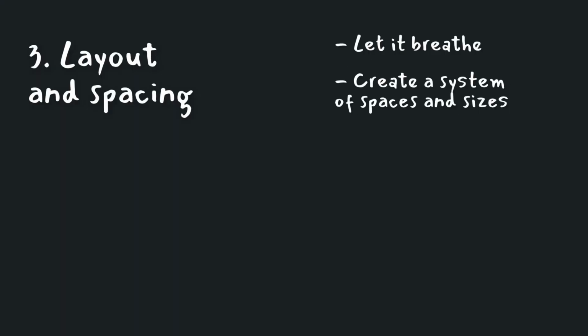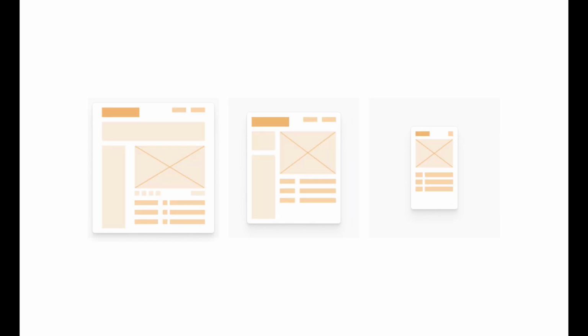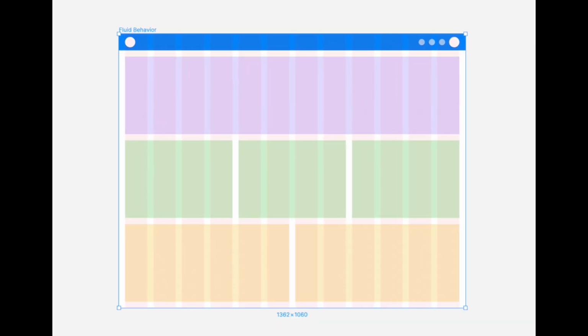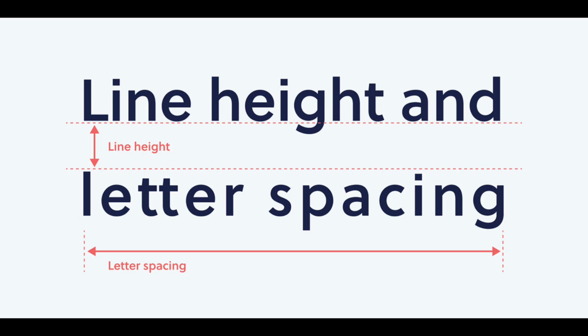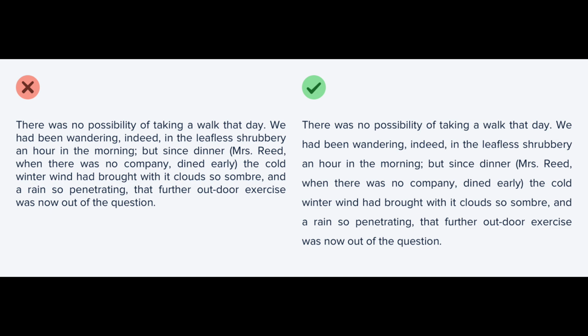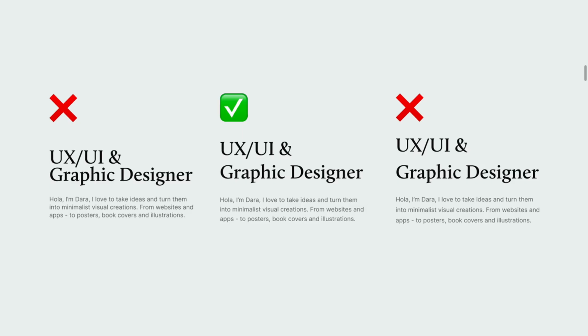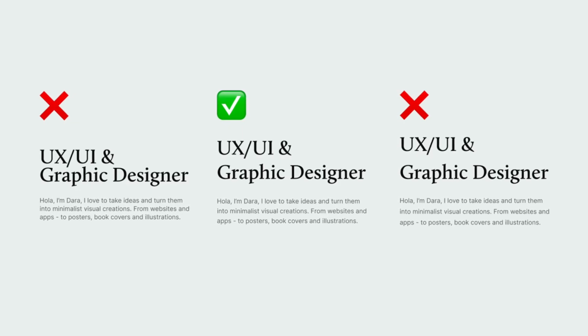Create a system of space and sizes. How much space will there be between the title and its content, between section and section, between the elements within a section, etc. That also includes the line height of the text, which shouldn't be too separated, but also not too close together. You need to find a balance.